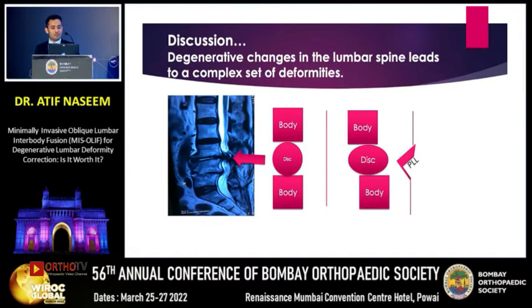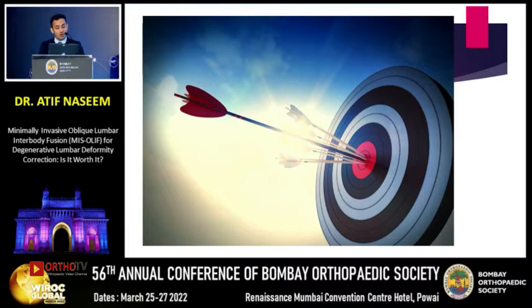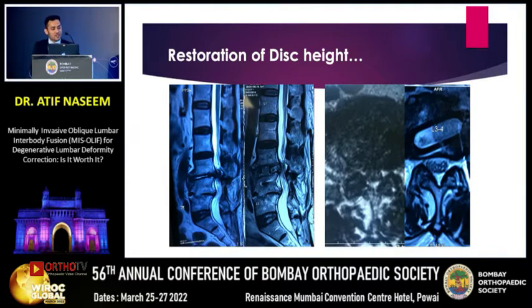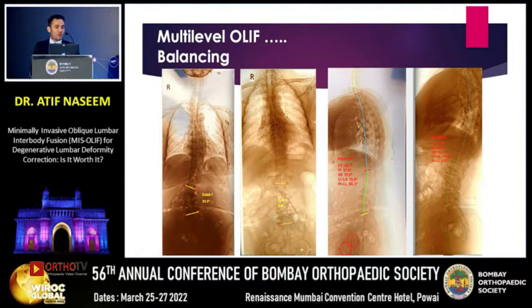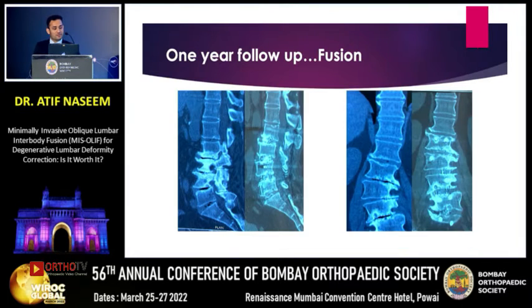So, degenerative changes in the lumbar spine lead to a complex set of deformities, as we all know. The multiple deformity causes a loss of sagittal and coronal alignment, leading to a mechanical compromise. Here, OLIF can be a game changer, which along with the decompression restores the disc height and provides the coronal and sagittal balancing, as we can see in the radiographs. It is also advantageous since we can do a single position OLIF that reduces overall operative time and complications. This is one of the CT scans after 1 year follow-up showing a decent amount of fusion and maintenance of the alignment.